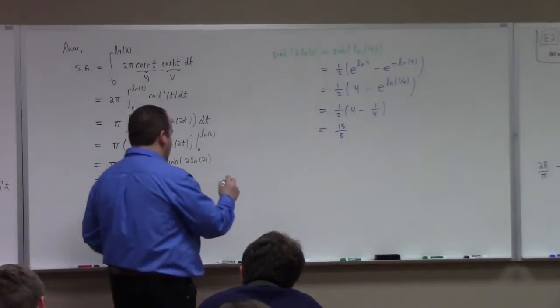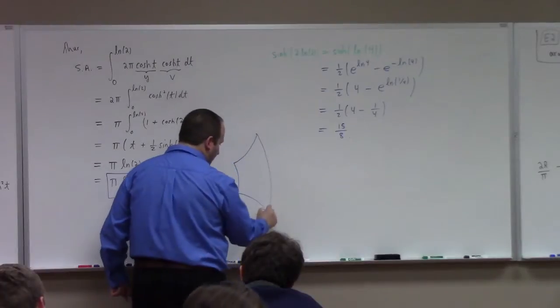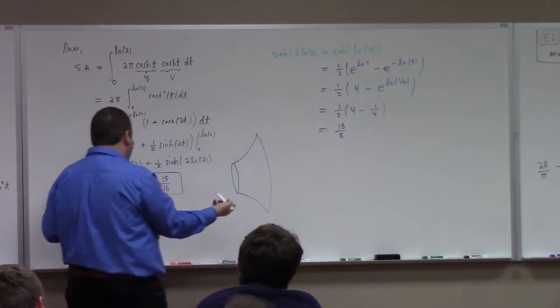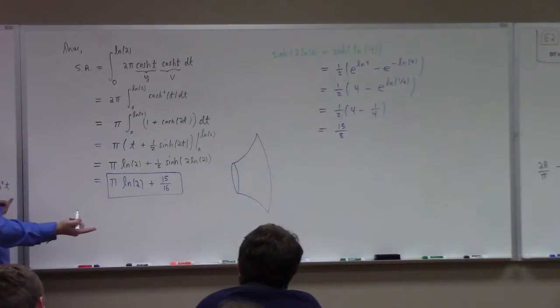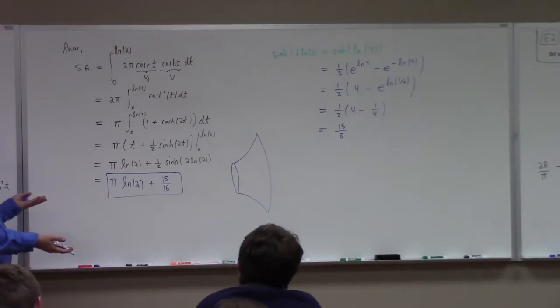I mean, but come on, folks, right? If you look at this curve, I mean, just look at it. Obviously, the surface area of this curve is pi times the natural log of 2 plus 15/16. I mean, anybody can see it, right?